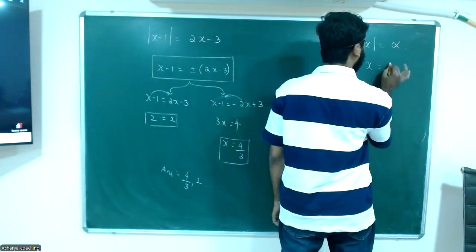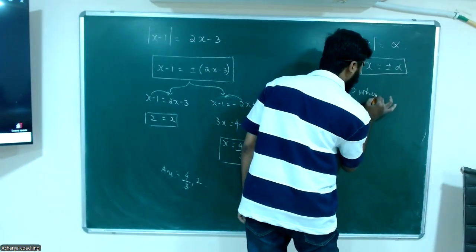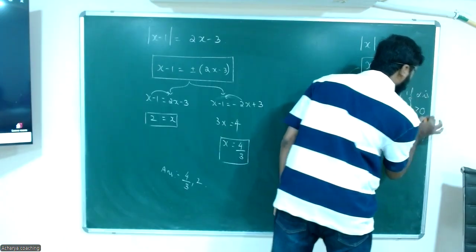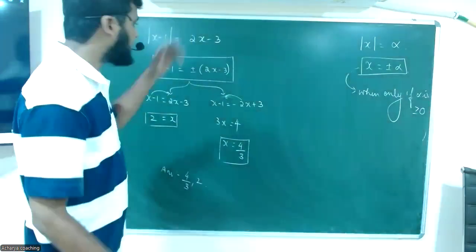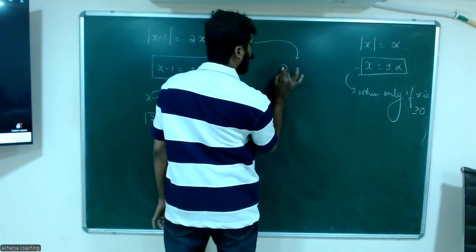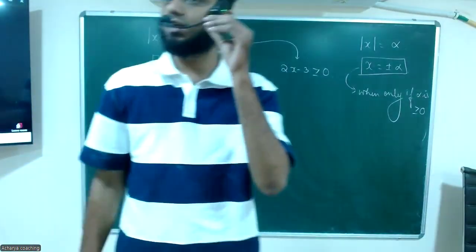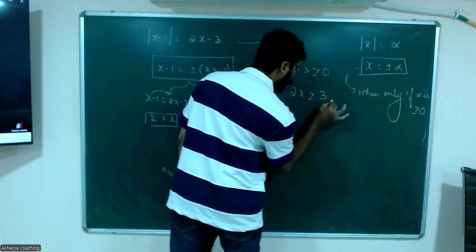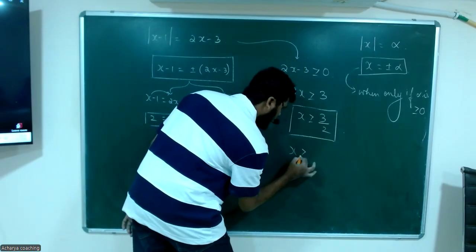And I have written x equal to minus alpha. When can we write this? Only if alpha is greater than or equal to 0. Otherwise, we can't write. Clear or not? Which means in place of alpha, what do we have? So this part you have to check. 2x minus 3 should be greater than or equal to 0. Then only we can write plus or minus, otherwise we can't write. So it means 2x should be greater than or equal to 3. X should be greater than or equal to 3 by 2, which means x should be greater than or equal to 1.5.